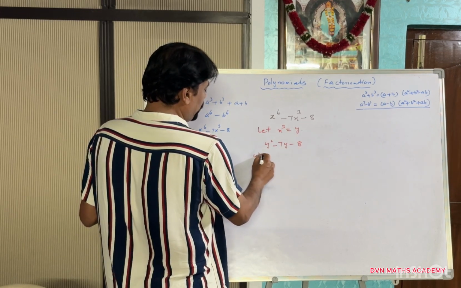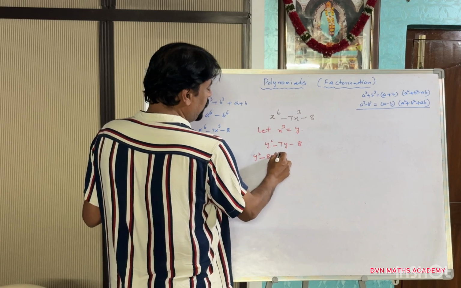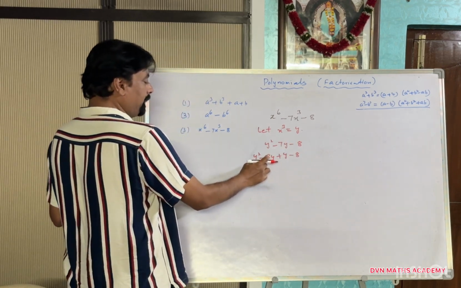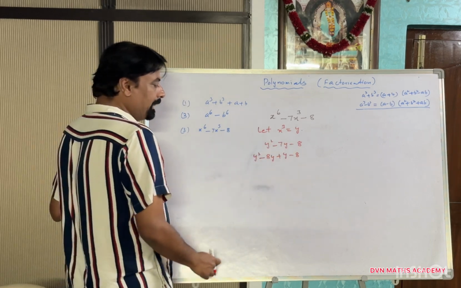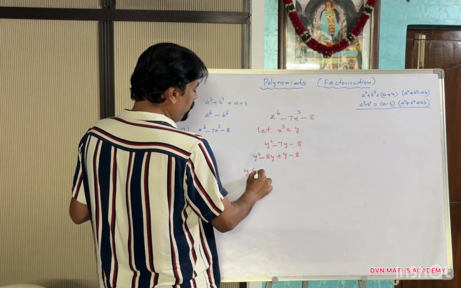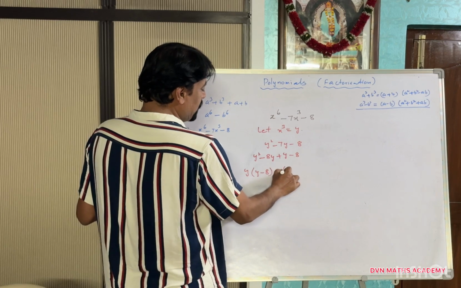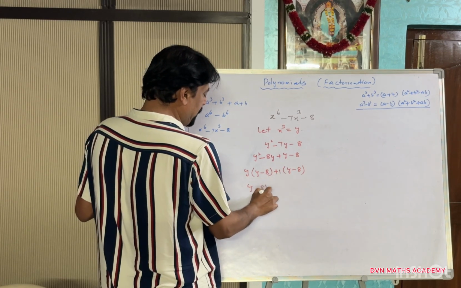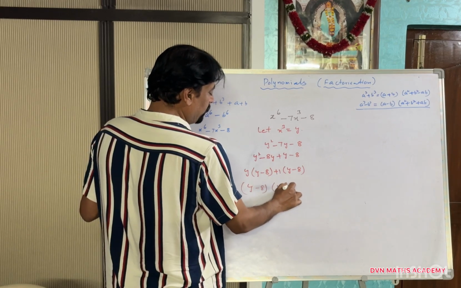So just you can write y square minus 8y plus y minus 8. If you add, you want to get minus 7, and if you multiply, you want to get minus 8. So y is common, y minus 8, plus 1 is common, y minus 8. So afterwards, (y minus 8) into (y plus 1).